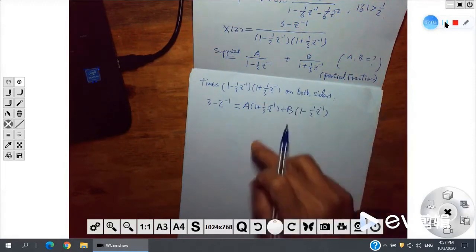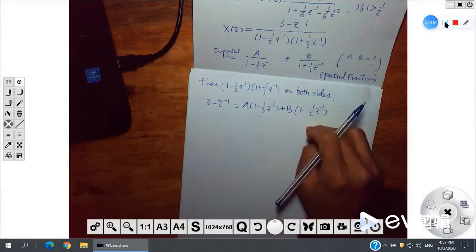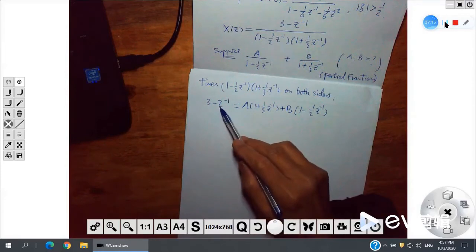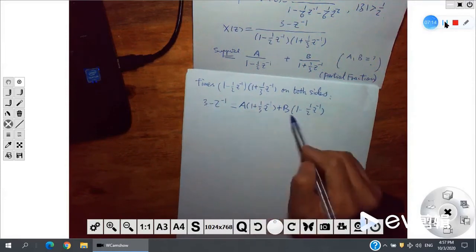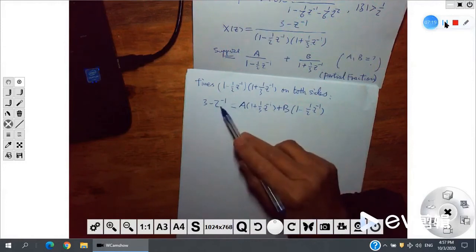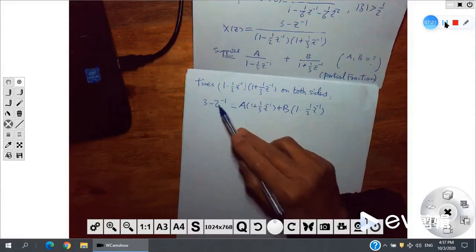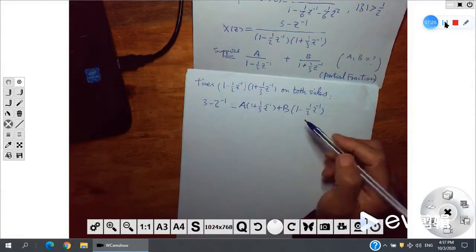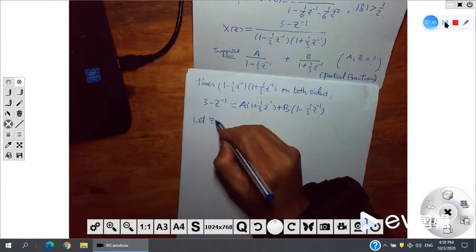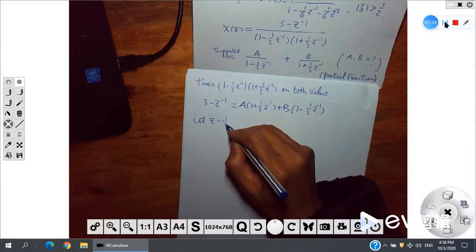Alright, at this point, you still have two ways to solve it. One method is you pick some special value of z and plug it in. This is a function of z, so both sides are equal for any z. You pick a special value of z here, then you can find a and b very easily. So let z equal negative 1/3.